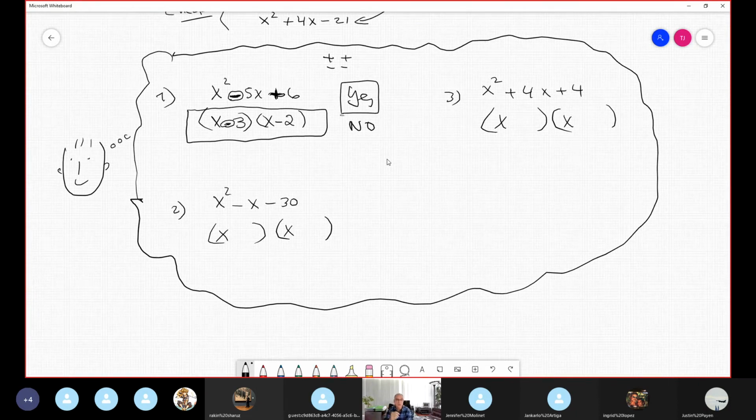And number 2, wow. I need to find the key to open the door. What is the key to open the door? 30. What 2 numbers can multiply to 30 and somehow give me 1? I don't care about the sign. The sign is not important now in the analysis of the key.